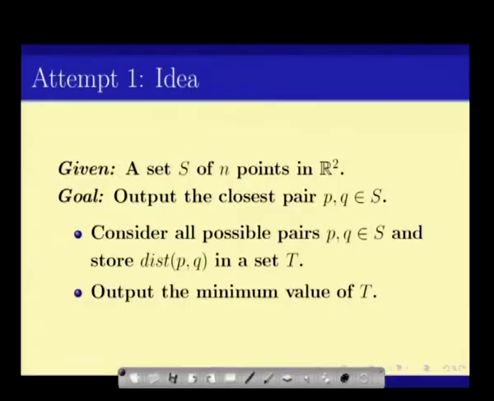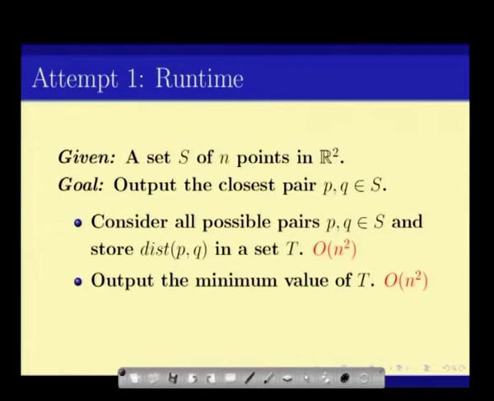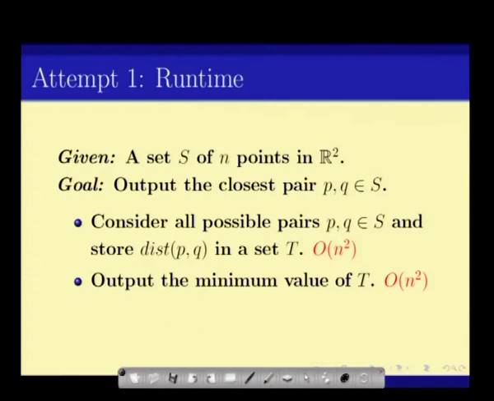So, the algorithm is clearly a simple algorithm, and it works, and it seems to be the right one. Now, what is the running time of this algorithm? Note that for the running time, we have to go over all the possible pairs p q in S. Now, if S has n points, then how many pairs are there? The number of pairs is order n square. So, we have to go over order n square pairs, and after we have gone over them, we have to output the minimum of the values of set T.